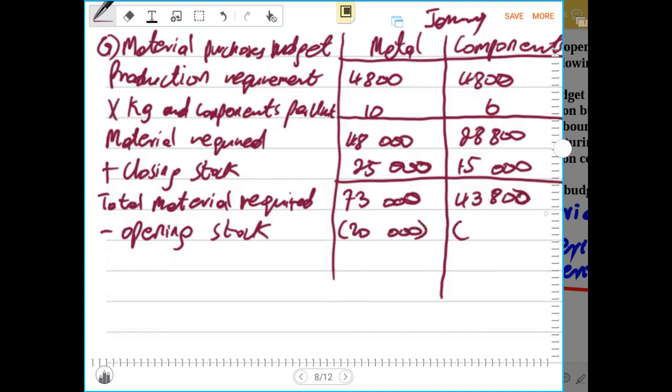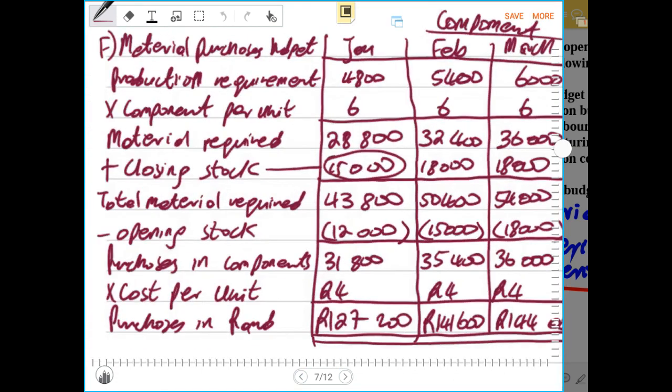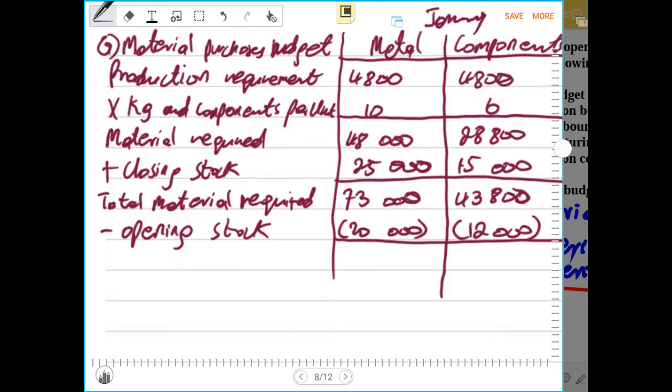Then in the next part, we say less the opening in the month of January for the component, and here it was 12,000. So now here's 12,000 where I'm ticking. Then we record that 12,000 for the components. Then we draw a line. After drawing a line, that will give us purchases in kgs/components.